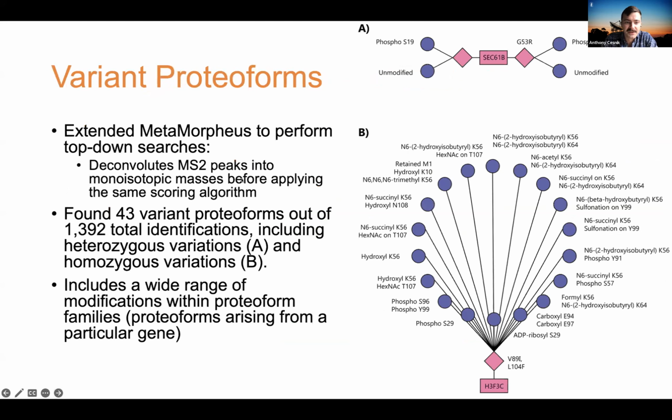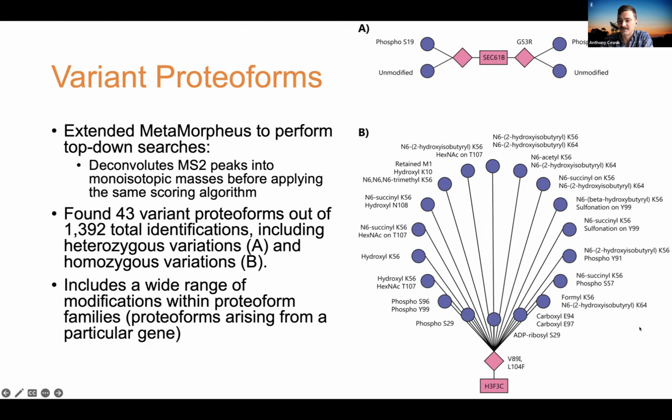And we were able to see 43 variant proteoforms out of around 1,400 total. This included one of these heterozygous variations where we saw an unmodified form and a phosphorylated form of SEC61B, both with and without this site of variation. And then it also includes a whole host of modifications in the results.